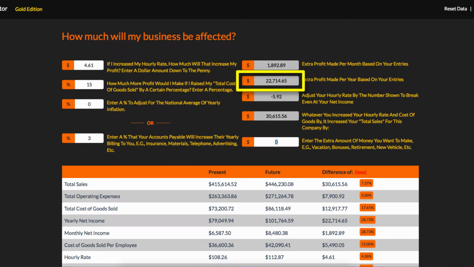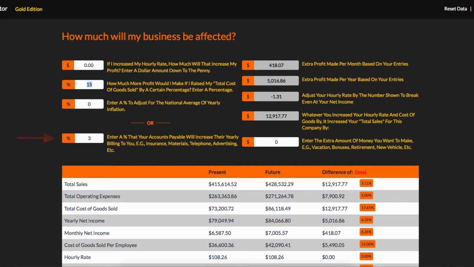So maybe raising your hourly rate $4.61 is a little steep per year. By keeping your 15% increase for cost of goods sold and leaving your accounts payable increase of 3%, you could lower your hourly rate or keep your hourly rate where it's at and adjust your cost of goods sold percentages to come up with an hourly rate and cost of goods percentage increase you're comfortable with. So let's change $4.61 to a 0, basically saying we're not going to raise our hourly rate. You can see that without raising your hourly rate, we're still making $5,000 more profit per year, and we've only increased our cost of goods sold by 15%, and we can pay for the 3% increase our accounts payable upcharged us for.